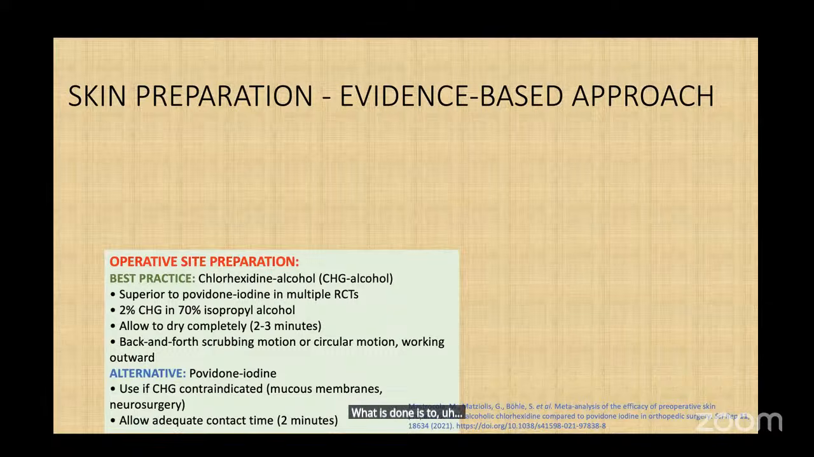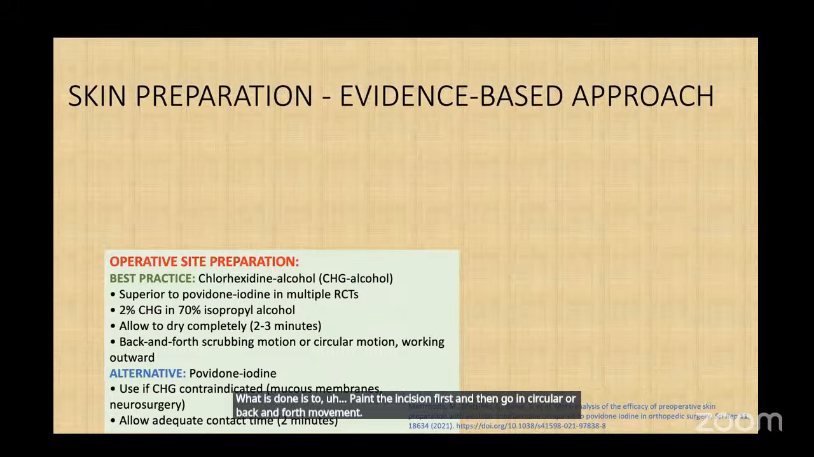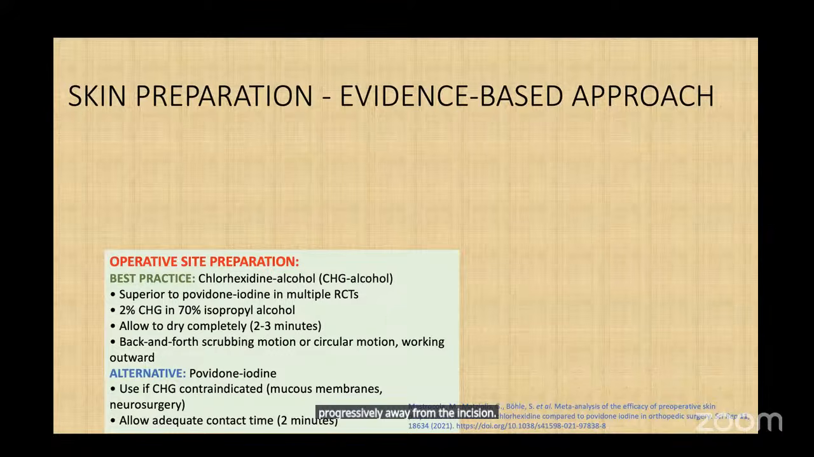What is done is to paint the incision first and then go in circular or back and forth movements progressively away from the incision. The important thing is that you should not paint from the periphery towards the center, but rather from the center outwards, never coming back. Otherwise, you tend to carry infection inwards. Povidone iodine is a good but slightly lesser alternative to chlorhexidine solution.